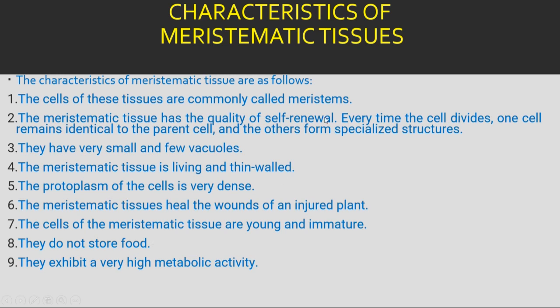The food is transported to them, and they take the food as a source of energy, and they exhibit a very high metabolic activity. As they do not store their food, they convert the food energy entirely into high metabolic activity for the survival of the plant. So these are the characteristics of meristematic tissue. Hope you have understood the characteristics of meristematic tissues. So let's move to the next slide.